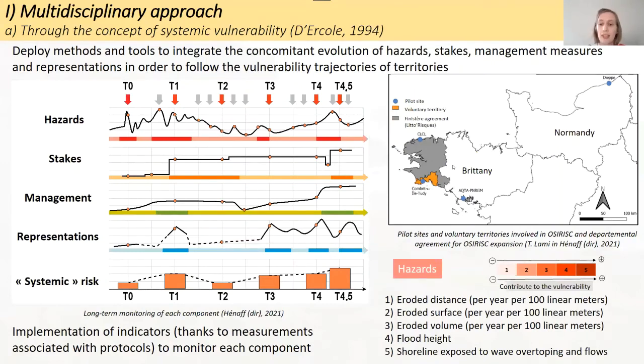actions. This project was first deployed in 4 pilot sites in Normandy and in Brittany, and is currently deployed in the Department of Finistère thanks to its financial support. To monitor the evolution of each component, we use indicators defined by scientists and stakeholders. For example, for the hazard component that I coordinate, there are 5 indicators, including eroded distance per year per 100 linear meters for the erosion hazards. Indicator measurements are done thanks to standardized protocols.